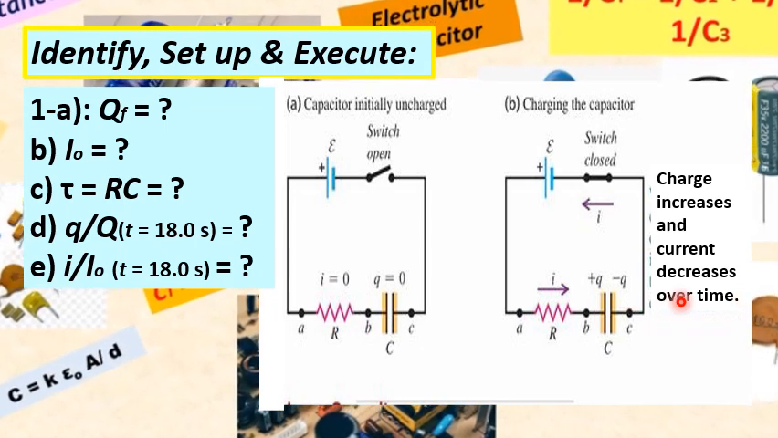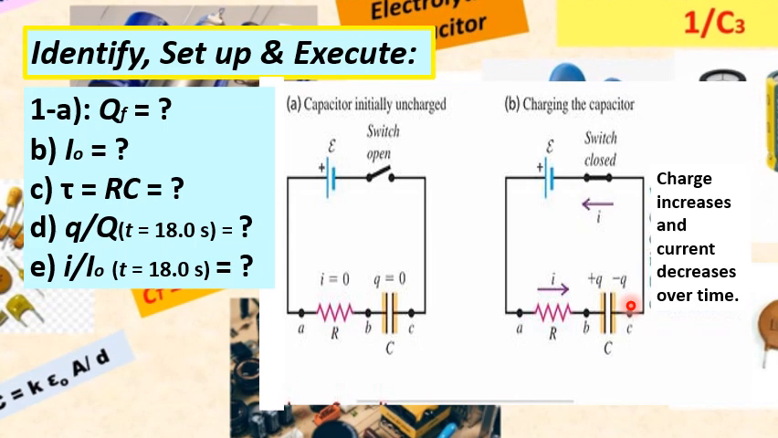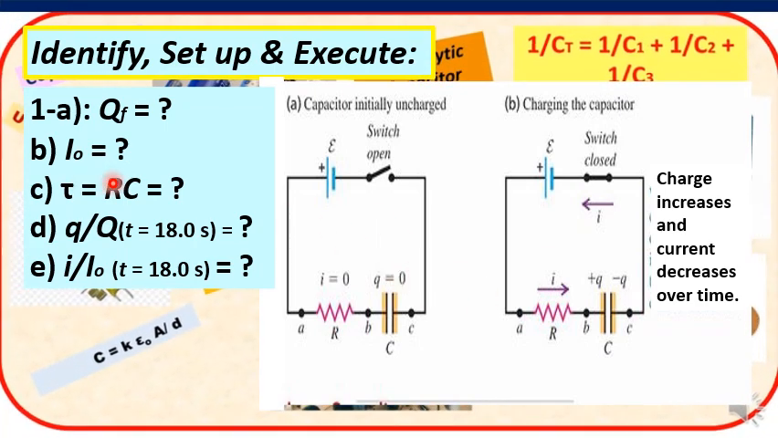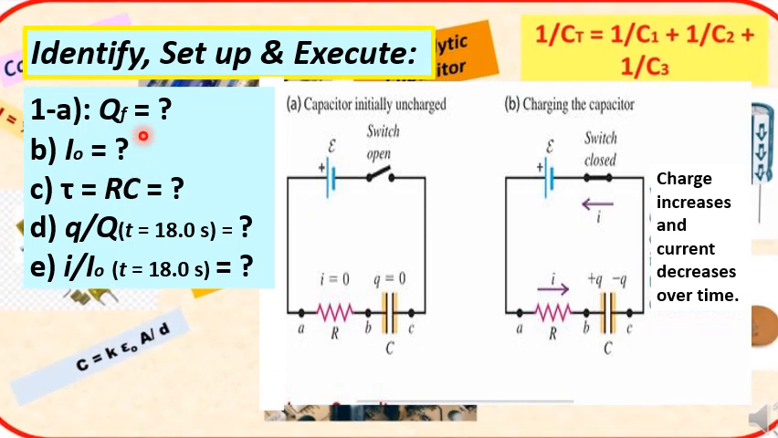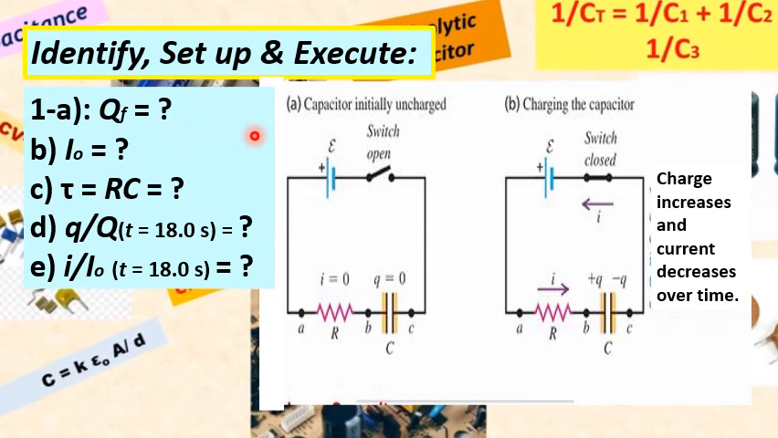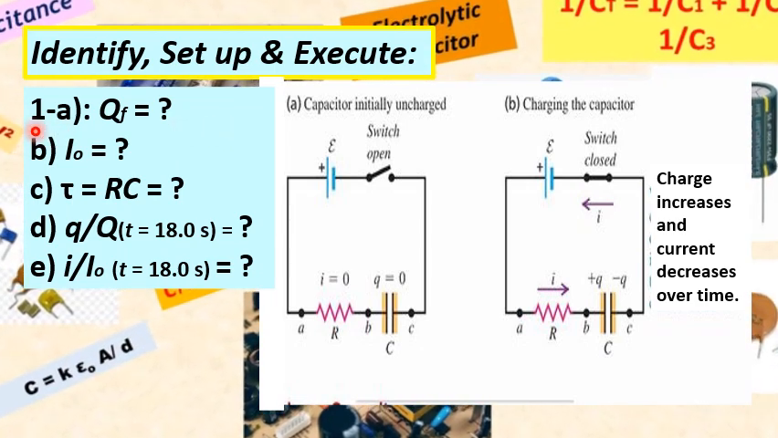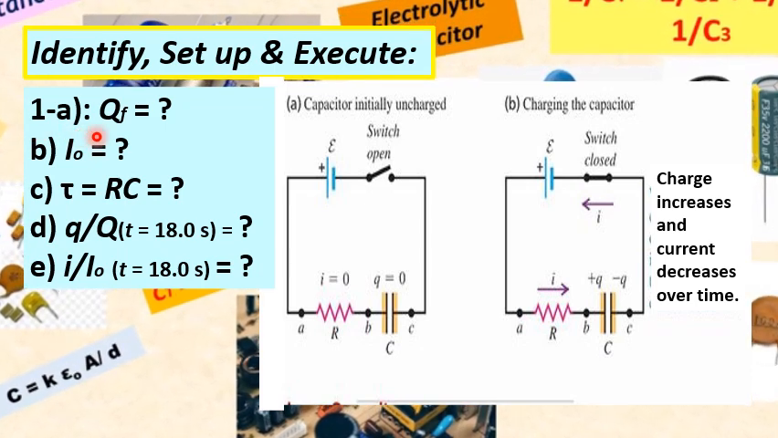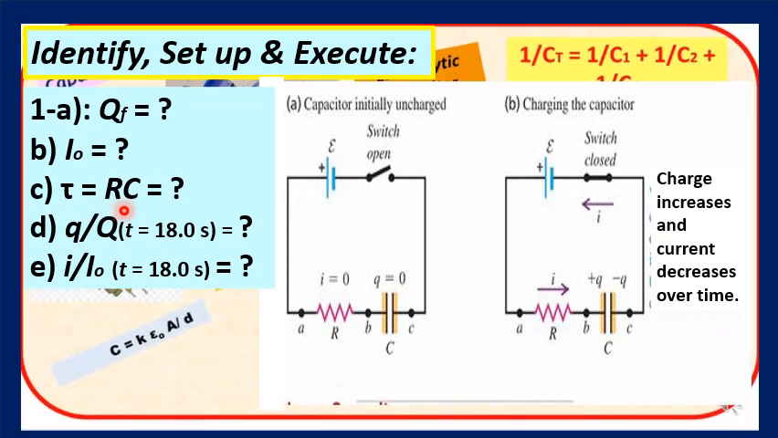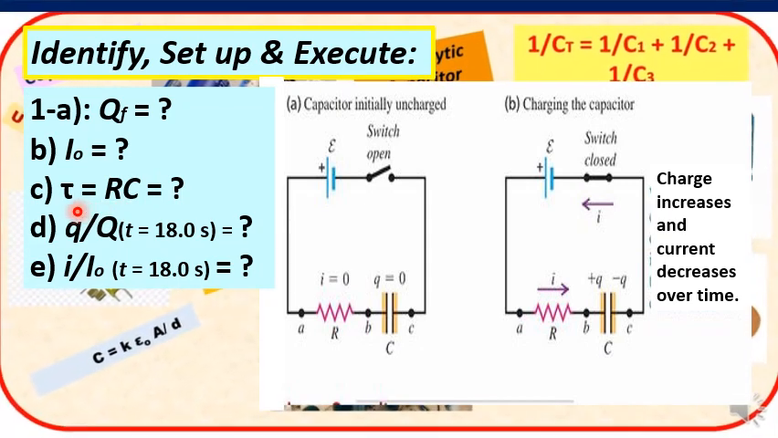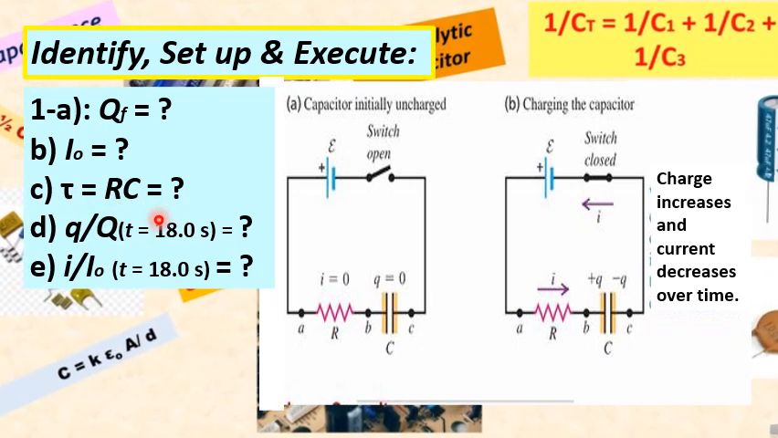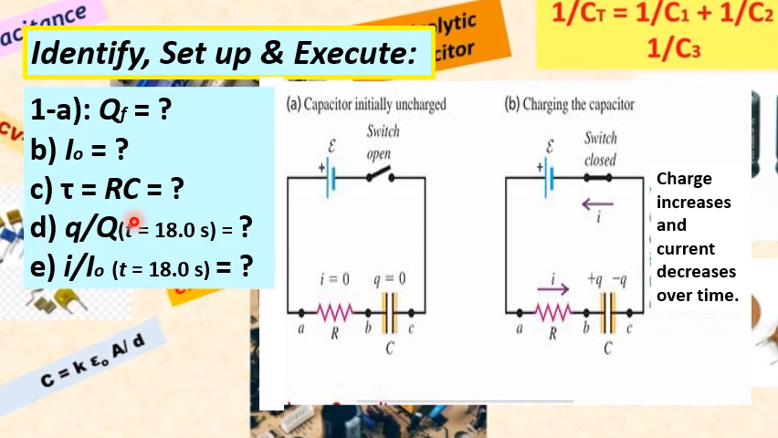And we are required to find letter A, the final charge, big Q sub F. This is the final charge on the capacitor. Letter B, the initial current denoted by I naught. Letter C, the time constant denoted by Greek letter tau, which is also equal to the product of R and C, or resistance and capacitance.